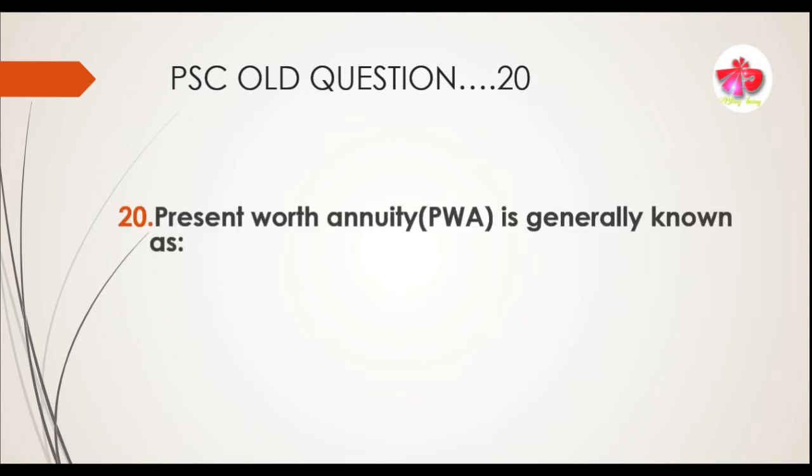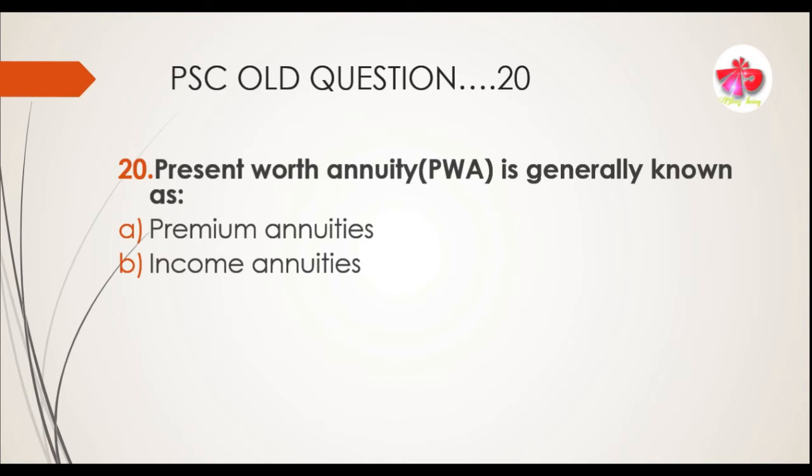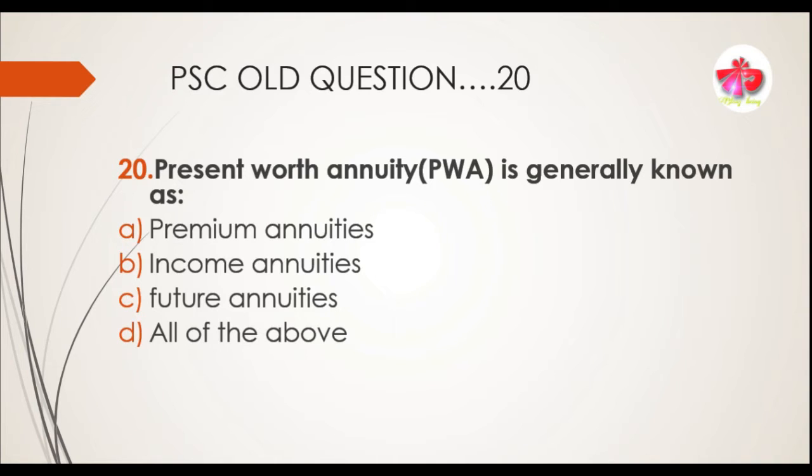Question number 20. Present worth annuity PWA is known as: option A, premium annuities; option B, income annuities; option C, future annuities; and option D, all of the above. So friends, present worth annuity PWA is generally known as all of the above.